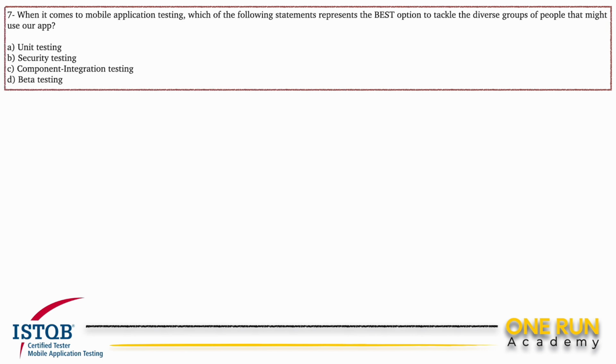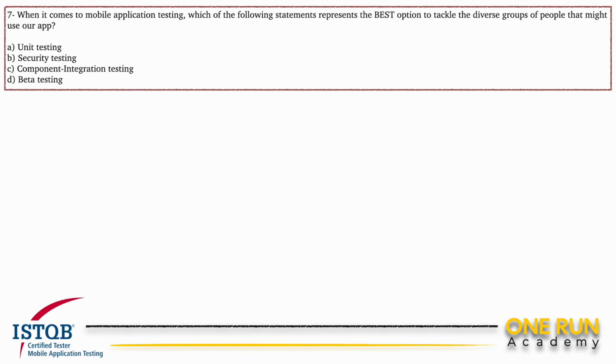Moving to the next question, question number 7, which says, when it comes to mobile application testing, which of the following statements represents the best option to tackle the diverse groups of people that might use our app? A. Unit testing. B. Security testing. C. Component integration testing. D. Beta testing. Select one option.